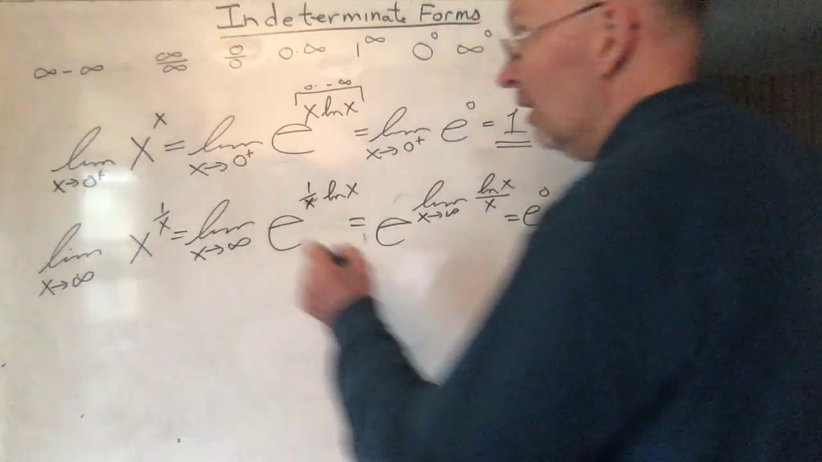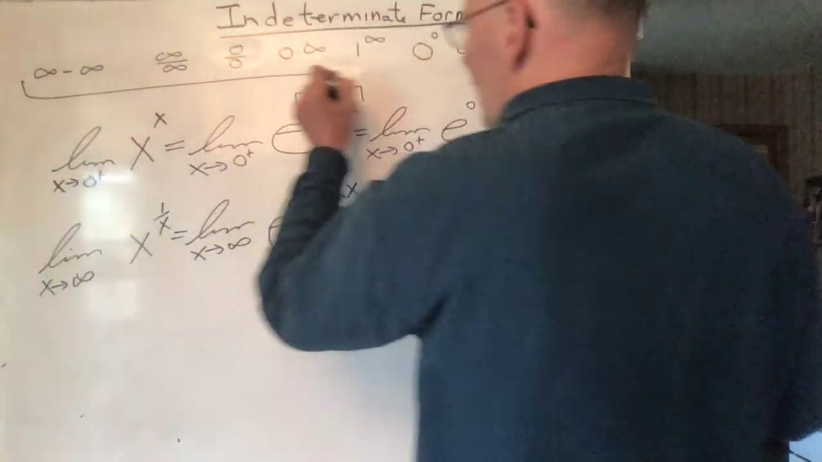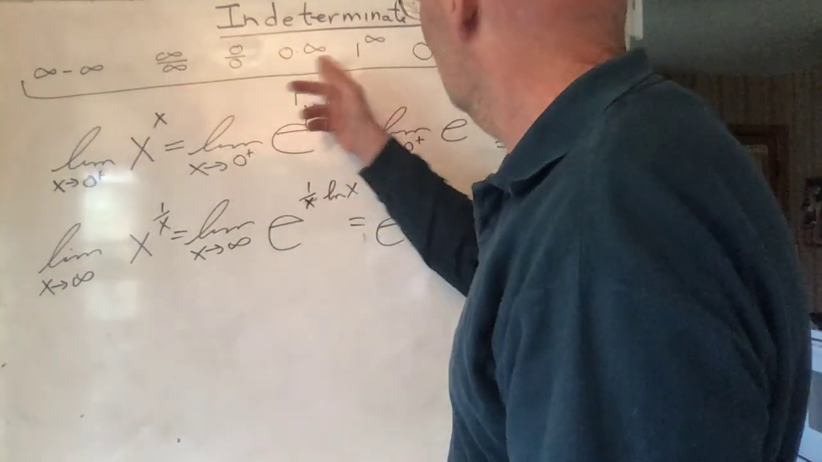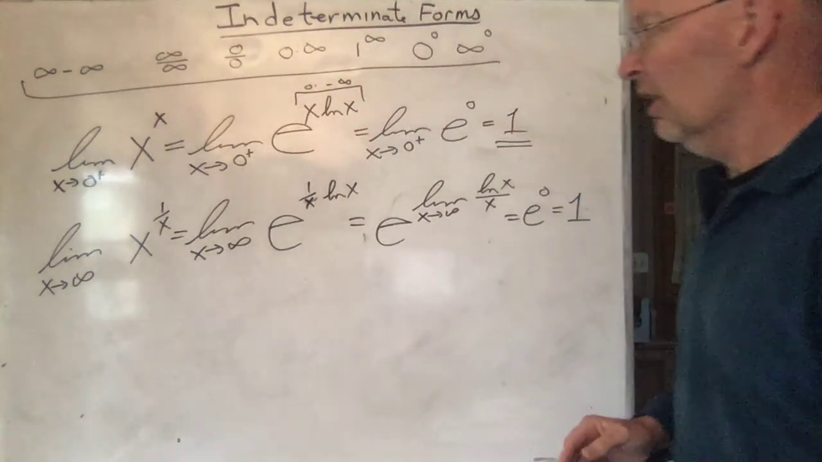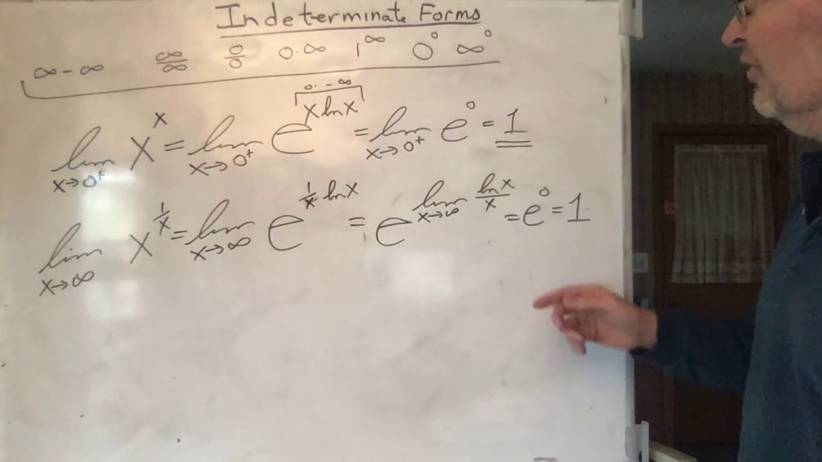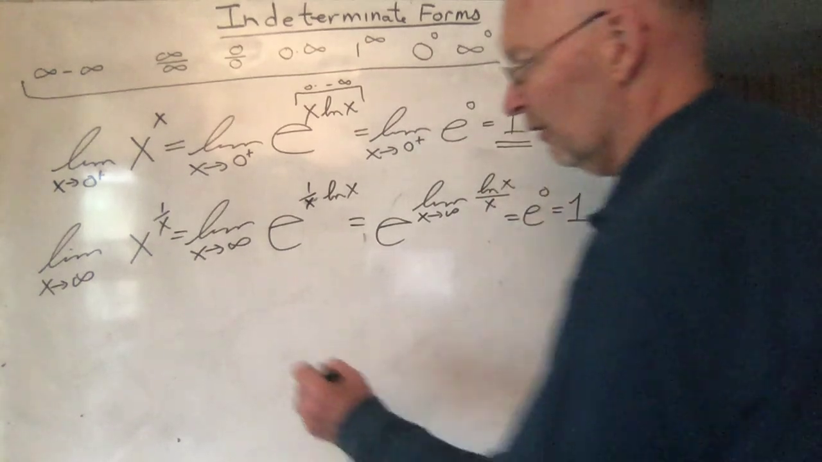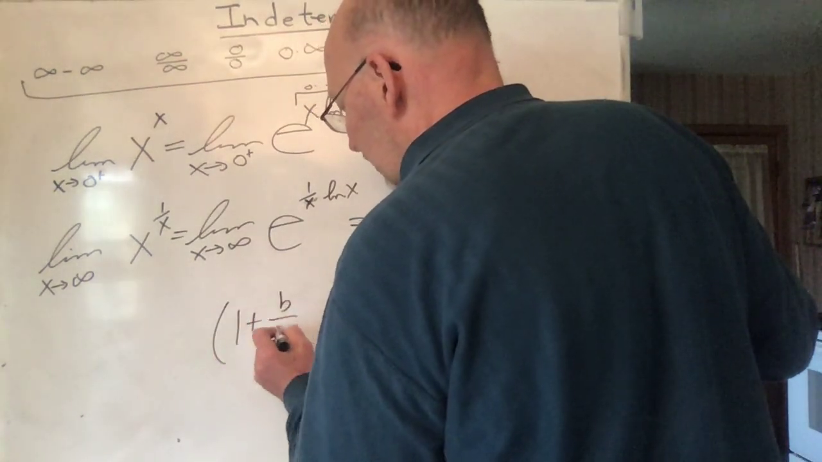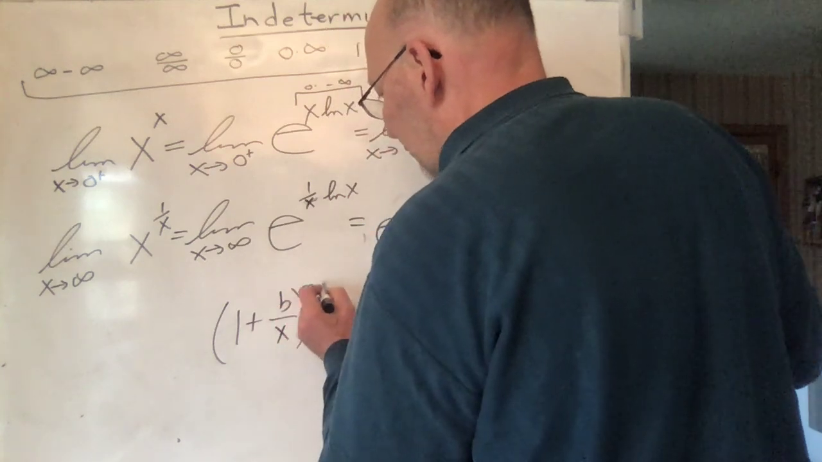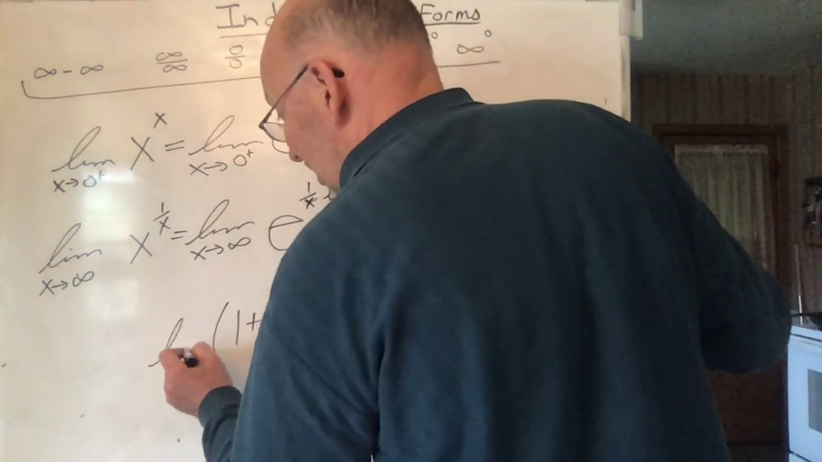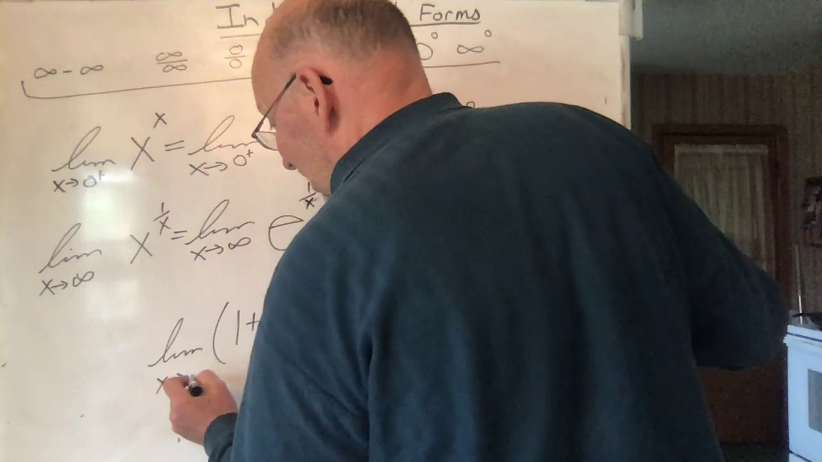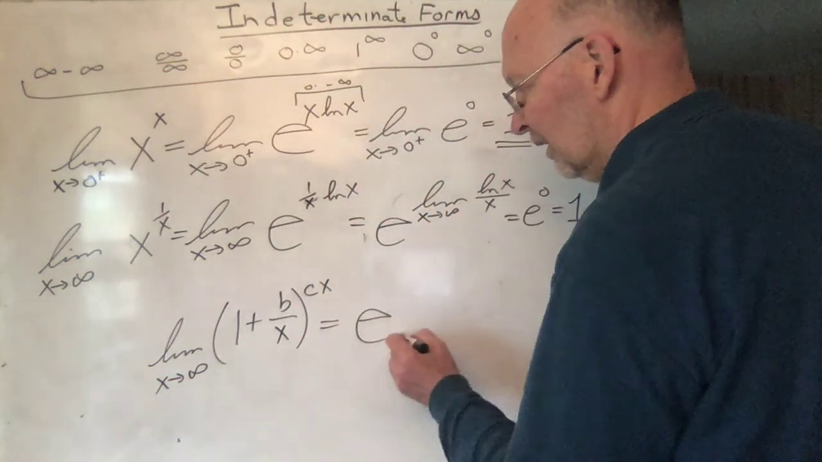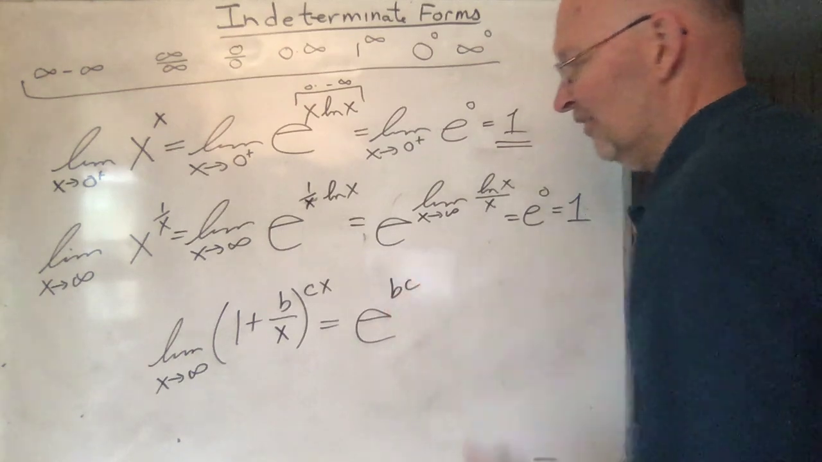So these are all the indeterminate forms. As I say, don't memorize them. Just think about why when you have something of one of these forms, you just can't see the answer right away. This one right here, if we had written this as 1 plus b over x, all to the c over x power, this would, check it out yourself, this would have ended up being e to the b times c.